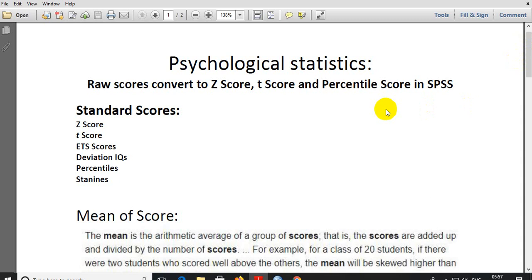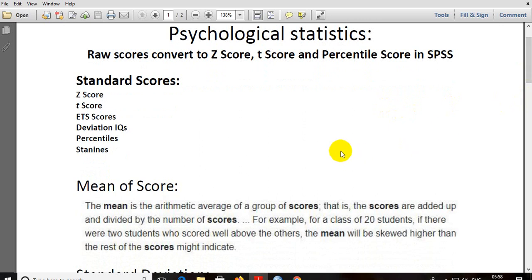Standard score or Z score comes from the score range +3 to -3. T score, that is the standard score, comes from the normal 80 to 20, and ETS score, Educational Testing Service score, 800 to 200. Deviation IQ score 148 to 58, and percentile score 99.87 to 0.30.